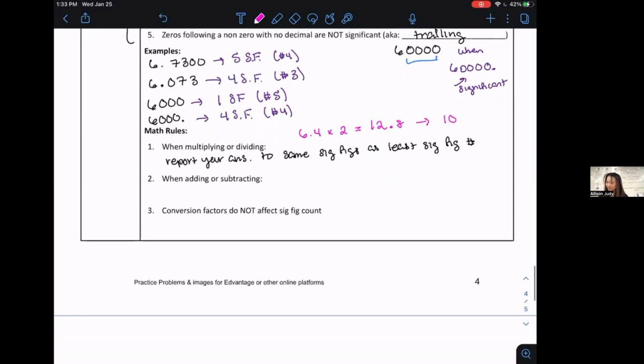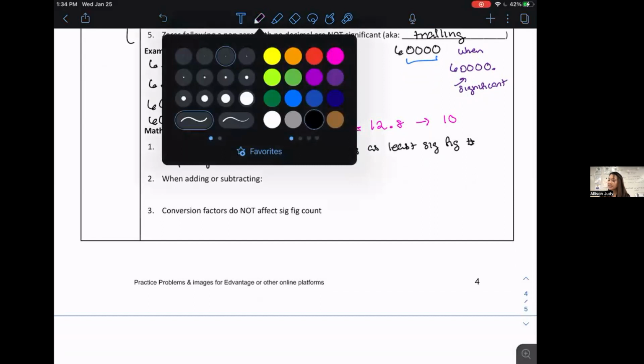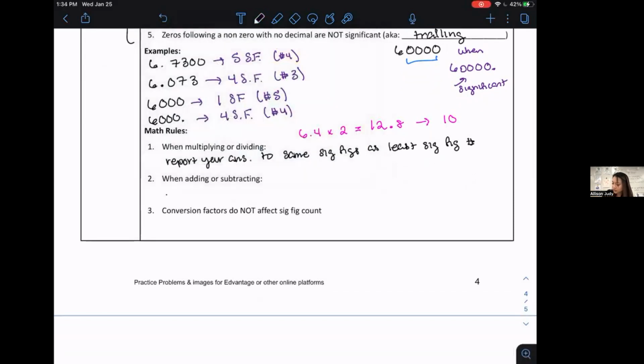But how about when adding or subtracting? It's actually a little bit different. So for your answer, why can't rules just be the same? I didn't make these rules, trust me, it's the math rules. Report your answer to the least precise when adding or subtracting, which often, by the way, is usually your lowest sig fig. It often aligns.